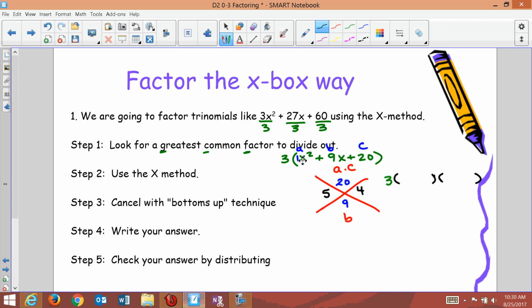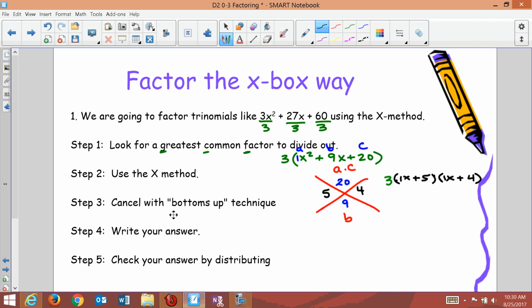What you do is you start with this a term. It was 1x squared. You're going to divide the power by 2. The coefficient stays the same. So I'm still going to have 1 here, but then x squared divided by 2 would just be x to the 1 power, and that goes in first. Now I put these two terms second. This is a positive 5, this is a positive 4, so it will be plus 5 and plus 4.